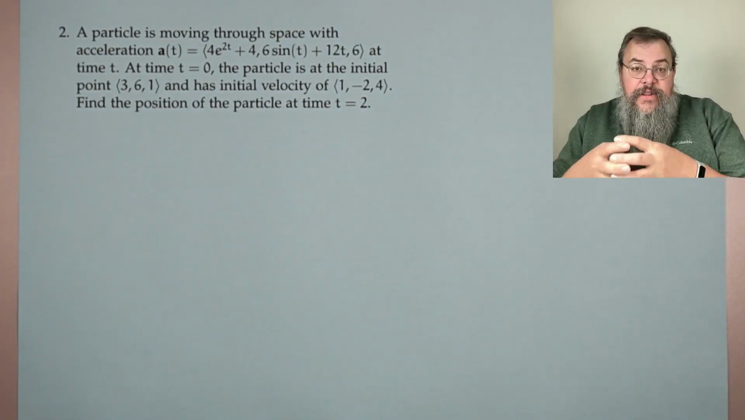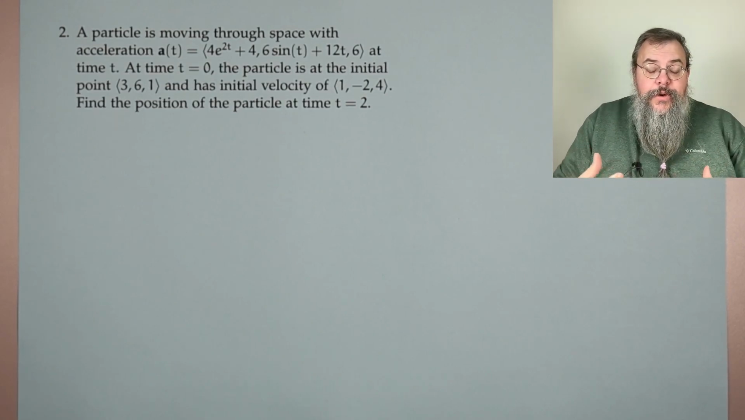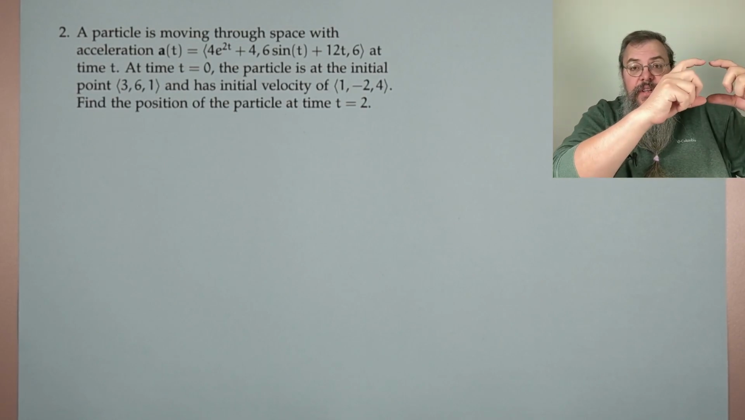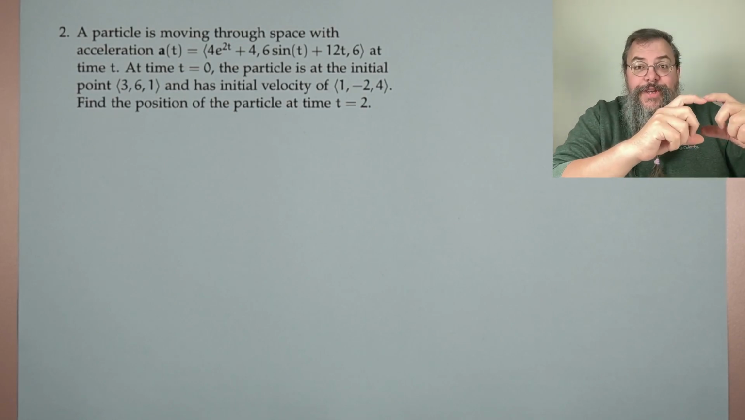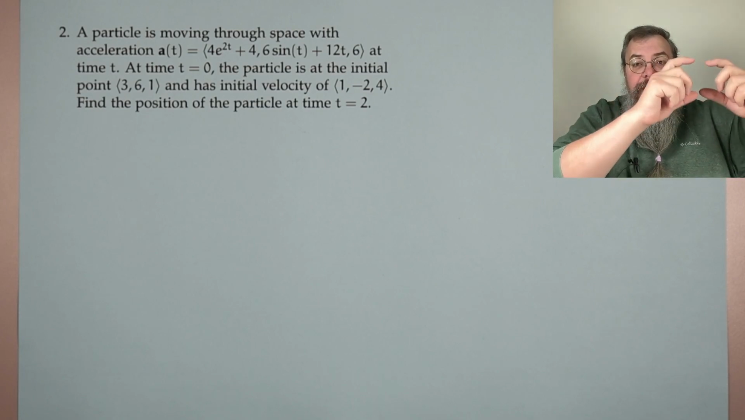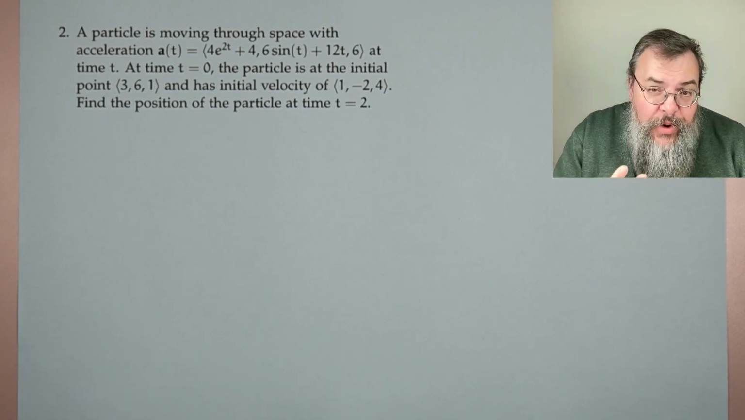So we have acceleration, and how does it connect to position? Well, acceleration is the second derivative of position. You start with position, one derivative gives you velocity, two derivatives gives you acceleration. So we have to work our way back up. We basically have to integrate twice.